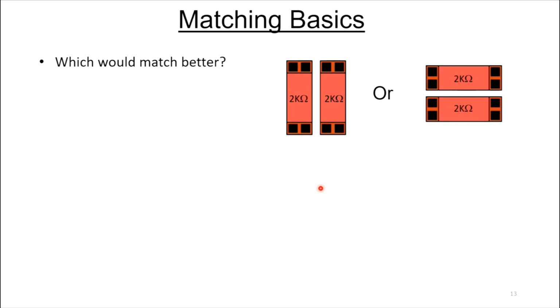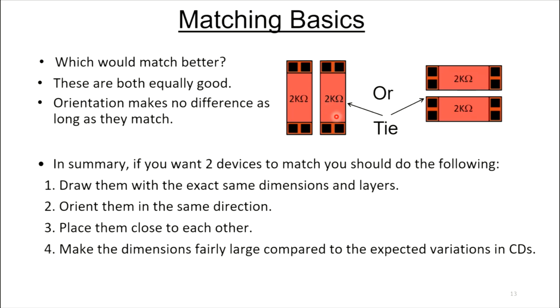Okay, so now how about this? We have 2 resistors drawn the same. The only difference is they're oriented vertically or horizontally. And in this case, it's a tie. It really doesn't matter how you orient them. Both of these are just equally as good as each other.